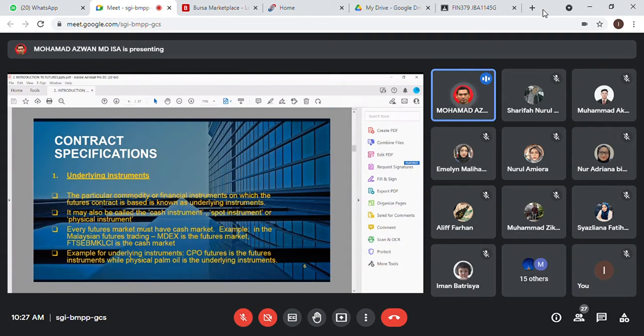Okay, have you completed the table that I asked you previously? Yes, sir. Okay, good. Can you read for me what is the underlying instrument for FCPO, for FKLI, for FKB3 and FMG3? Can anyone read for me? What are the underlying instruments for each of the futures instruments?